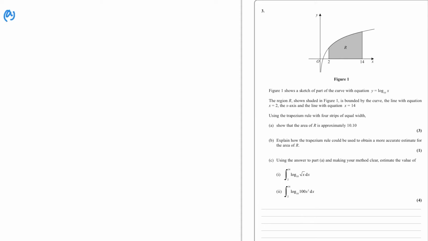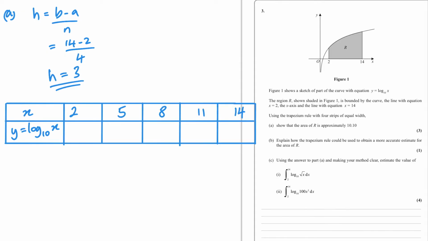Okay, so part A, now we need to look at the trapezium rule. So let's look at h is b minus a over n. So we've got it between 14 and 2, and we want 4 strips. So 12 over 4 is 3. So value of h here is 3. So let's put up a quick table. And there we have my table.